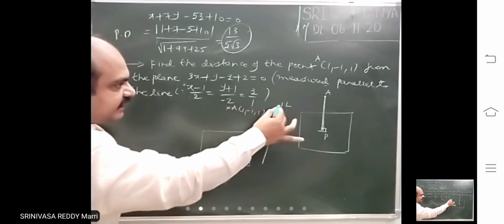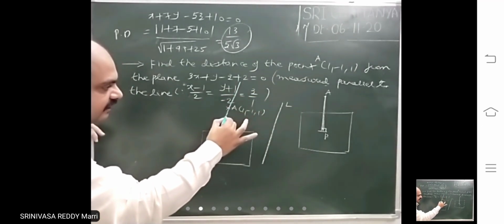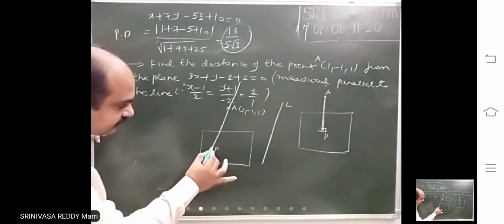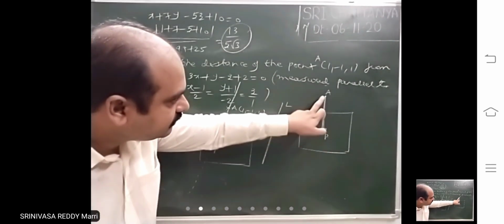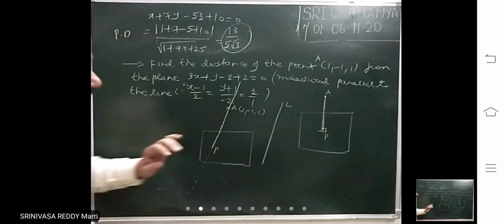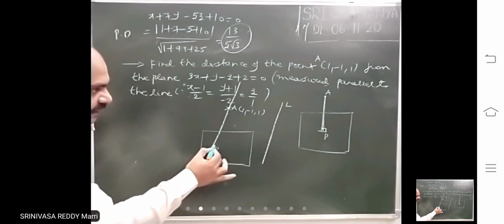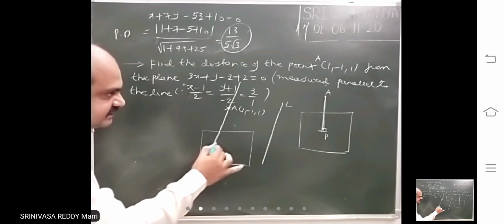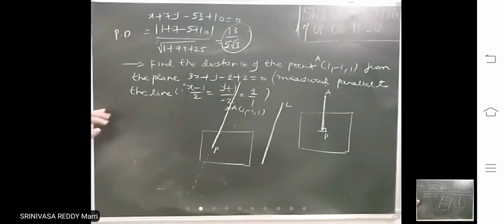Measured parallel to this line means you draw a line parallel to this line passing through A. Let us say that line intersects the plane at P. Through A we have drawn a line here also that is perpendicular to the plane. But what he is asking is the distance of the point A to the plane, so here also AP only. But this is not perpendicular to the plane, this is parallel to the line.